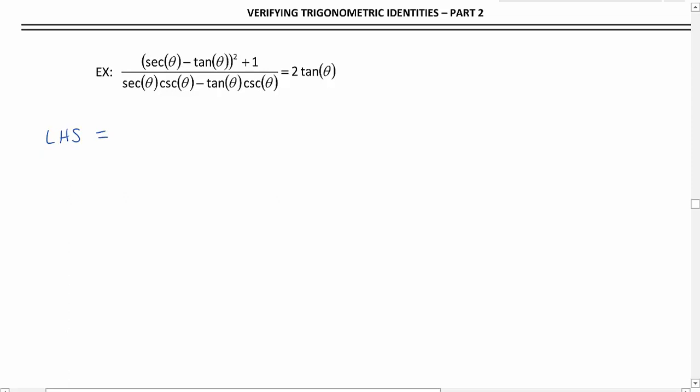So let's think about what to do with this. Well, I have a binomial squared in the numerator. That's secant minus tangent quantity squared. So we're going to want to write that twice and multiply it out.